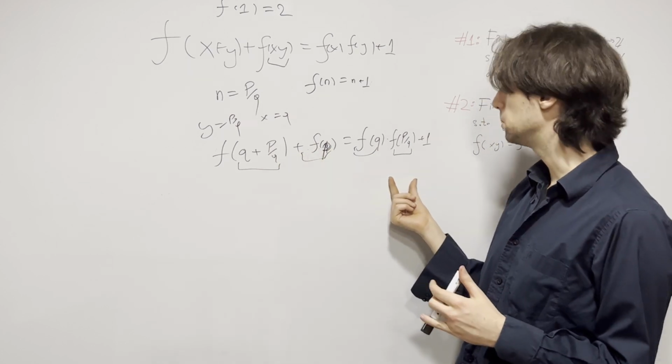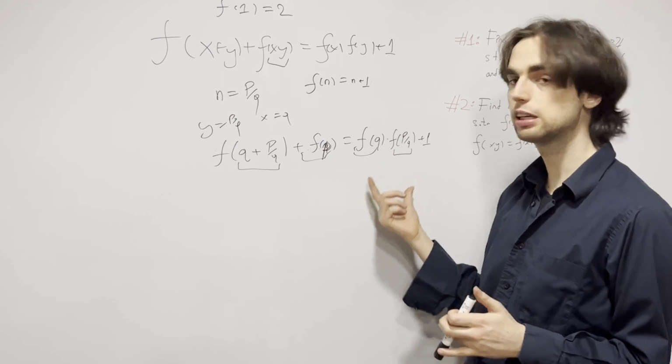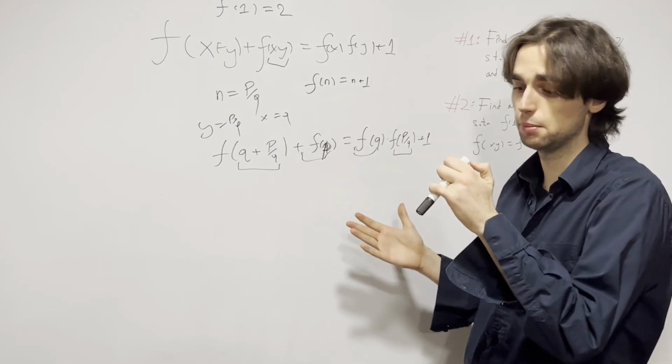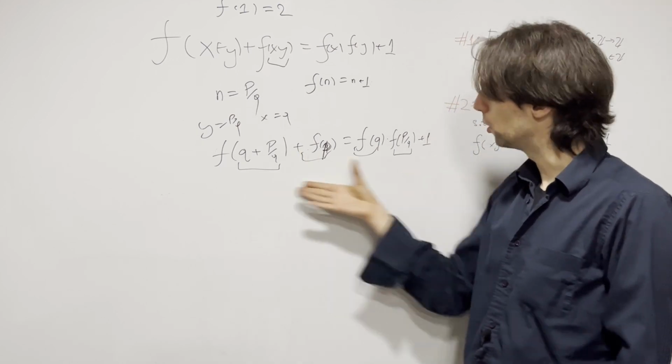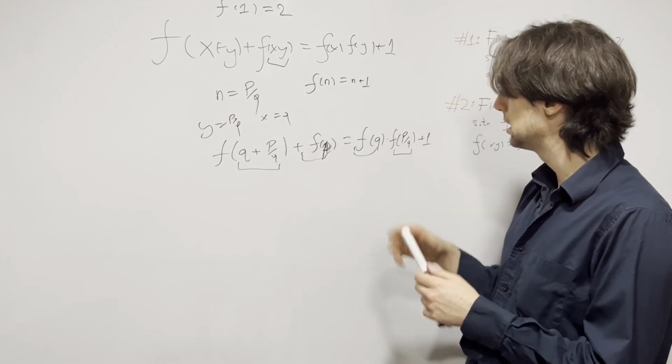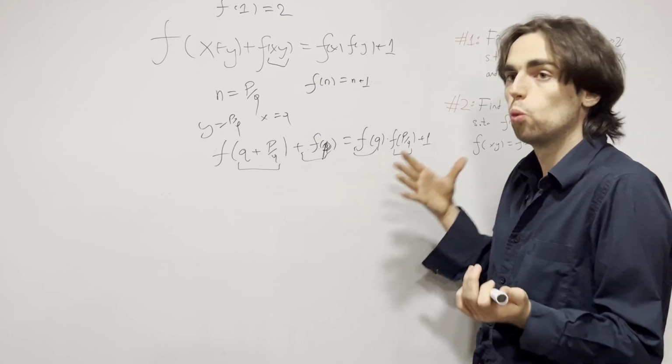P and Q don't need to be relatively prime. Maybe that could give me something, like the way we plug them in. So is this good, or should we plug something else in? Does this give us something nice to work with?